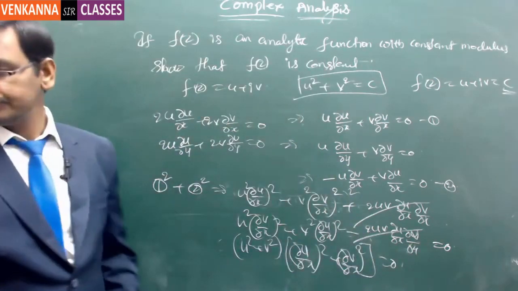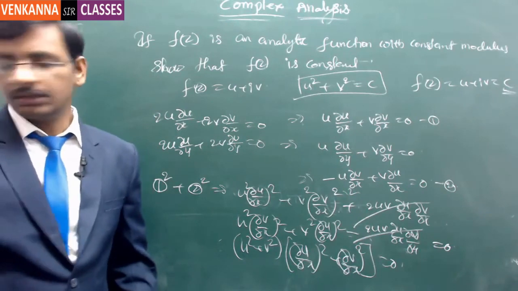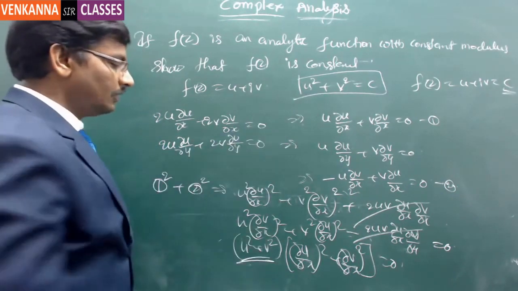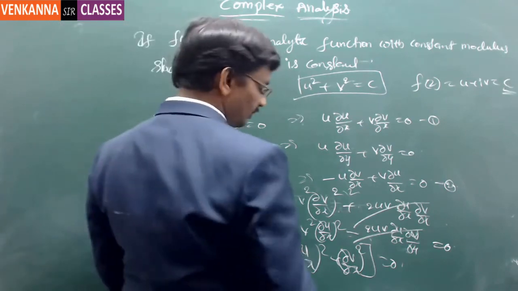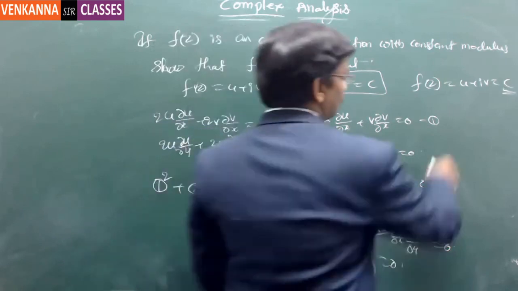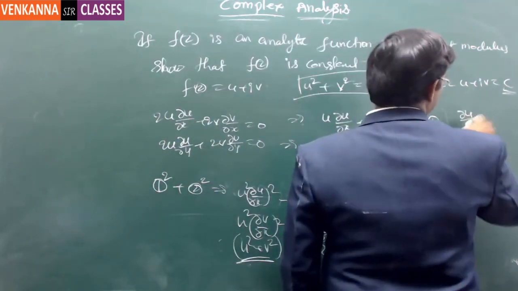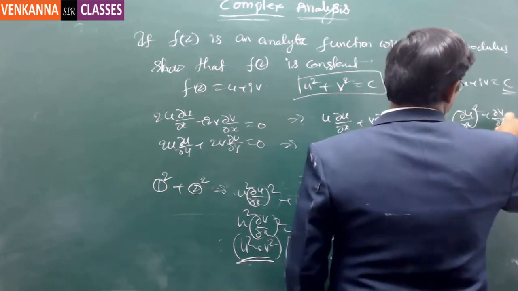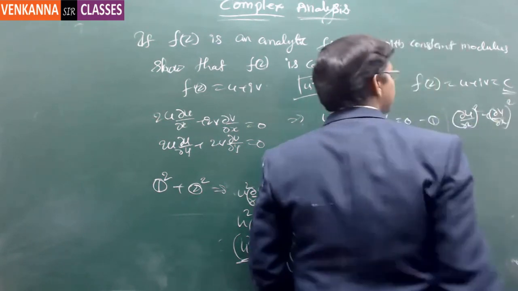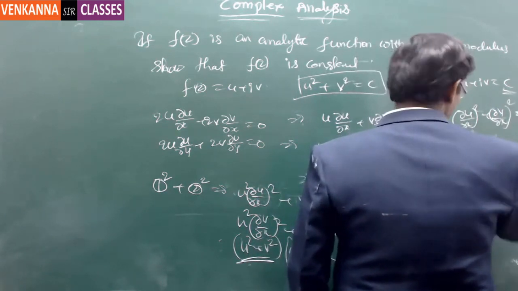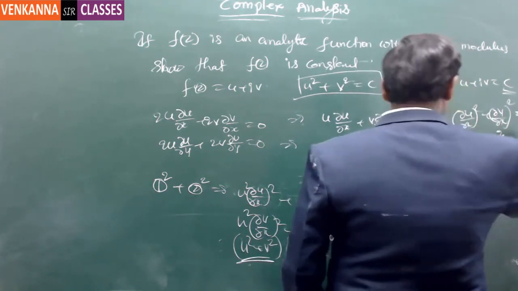Got it? Good. So u square plus v square is equal to c, we know. If it is c, then the only possibility is (∂u/∂x)² plus (∂v/∂x)² equal to 0. So this is equal to 0. This is nothing but the modulus of f dash of z whole square. This is equal to 0.